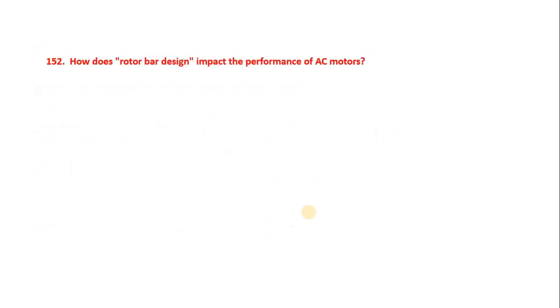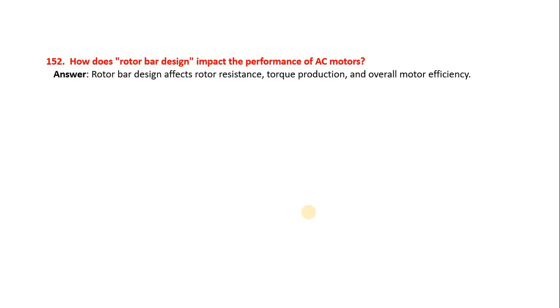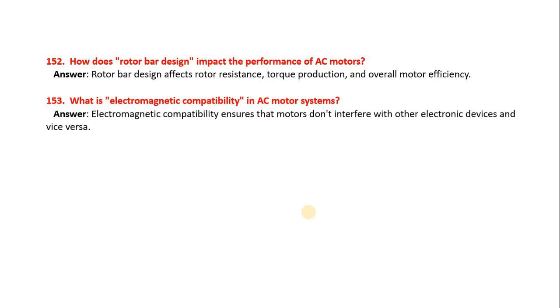How does rotor bar design impact the performance of AC motors? Rotor bar design affects rotor resistance, torque production and overall motor efficiency. What is electromagnetic compatibility in AC motor systems? Electromagnetic compatibility ensures that motors don't interfere with other electronic devices and vice versa.